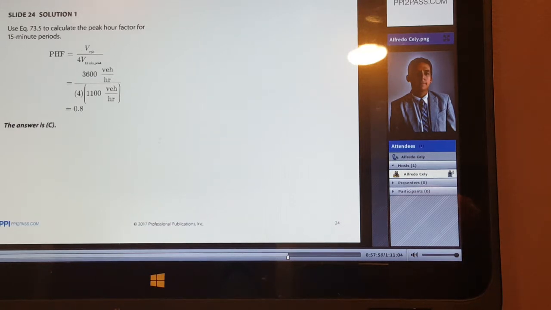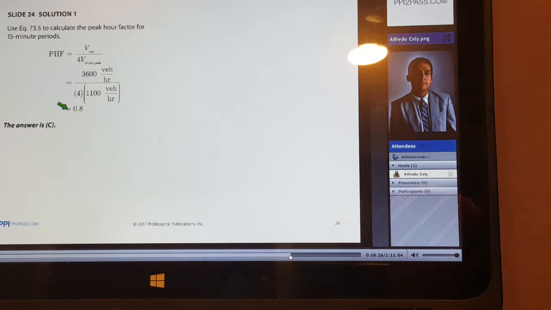So let's go through the solution. Now we use equation 73.5 in CERM to calculate the peak hour factor for the 15-minute period. So the peak hour factor is going to be equal to the vehicles per hour divided by 4 times the 15-minute peak rate. So that comes out to be 0.8.